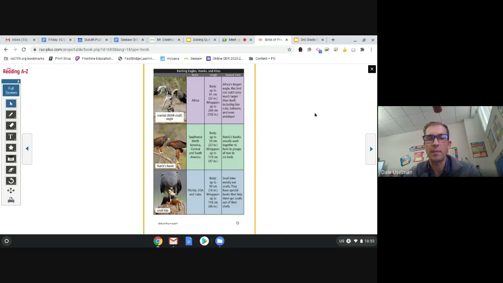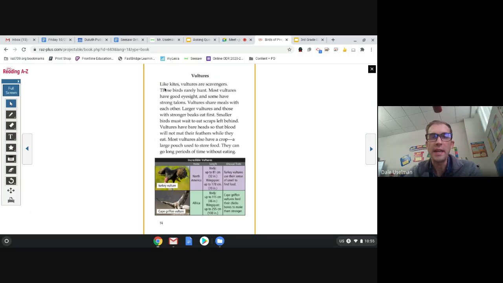Here's another table that talks about eagles, hawks, and kites. So there's an example of an eagle, a martial eagle, an example of a hawk, a Harris's hawk, and a snail kite, an example of a kite. You can take a moment to look over that. All right. If you want to pause, go ahead and pause now. I'm going to move to the next page.